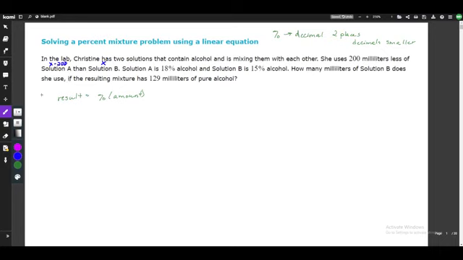We're going to organize that a little bit better, but as I'm writing it, I'm going to make some notes. Solution A is 18%, so that is 0.18. Alcohol in solution B is 15%, so 0.15. How many milliliters of solution B does she use if the resulting mixture has 129 milliliters of pure alcohol? So total equals solution A plus solution B.